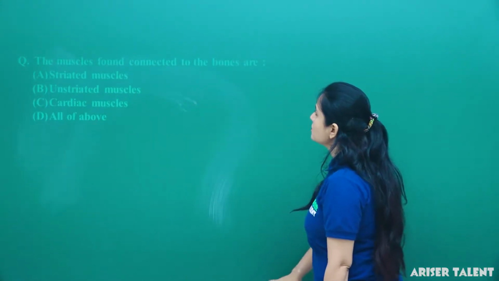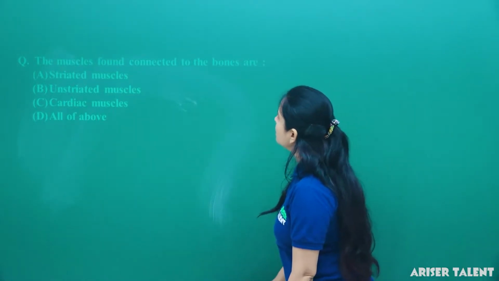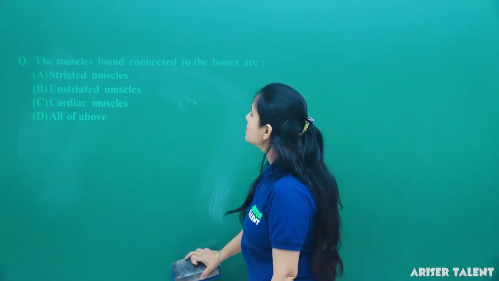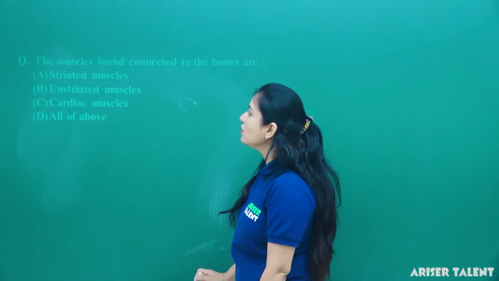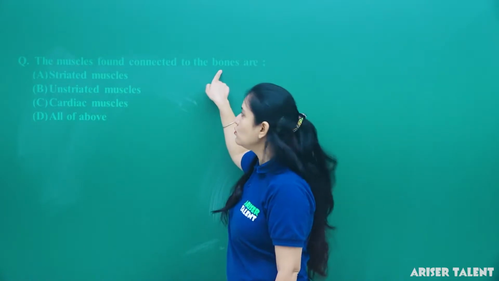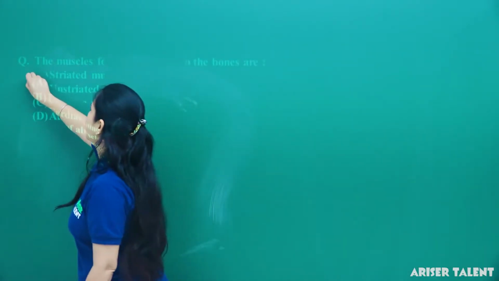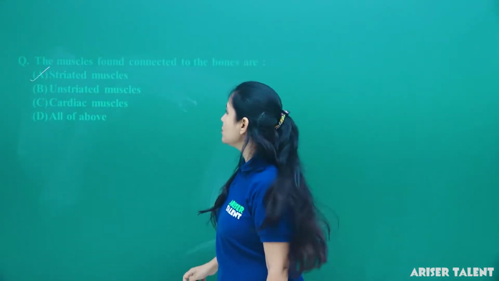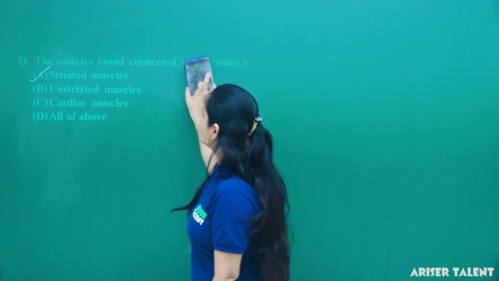Next: muscles found connected to the bones are striated muscles, unstriated muscles, cardiac muscles, or all of the above. As we know, muscles which are connected to the bones are also known as striated muscles. Clear? So option A is the correct answer.